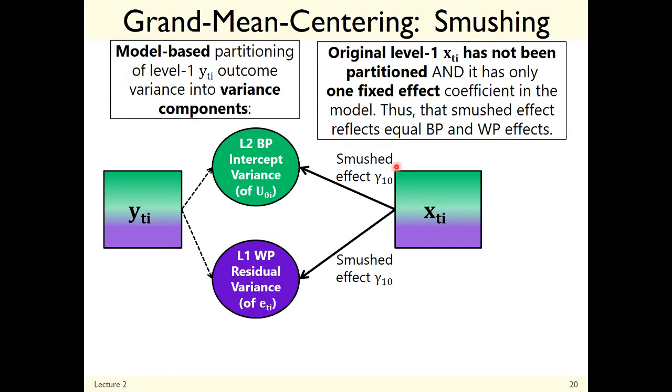So graphically, this is what just happened. We're taking this X that has 2 kinds of variance in it. We're not differentiating its kinds of variance. And so we're saying that each type of variance, level 2 green here and level 1 purple, has the same effect. They both have that same fixed effect, between and within.